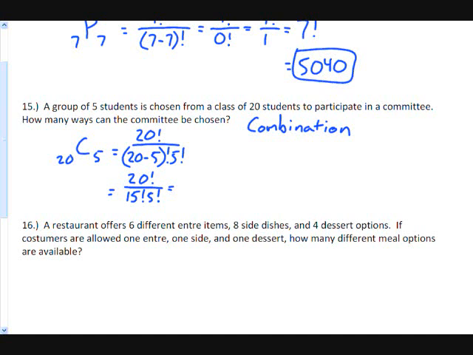And now just like fighting a giant spider, I'm going to cancel these out, chop the legs off. So it's going to leave me with 20 times 19 times 18 times 17 times 16. Everything from 15 on down canceled out. I still have the 5 times 4 times 3 times 2 times 1 left down here. And again, I could simplify this further if I wanted to. I'm just going to go ahead and multiply these. So when I do this, it gives me 15,504.